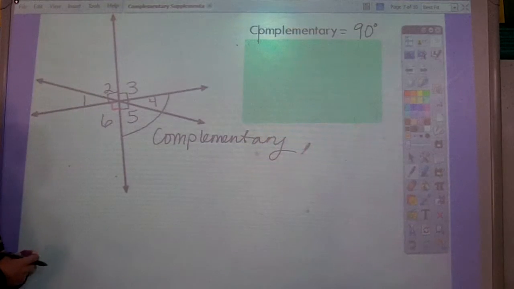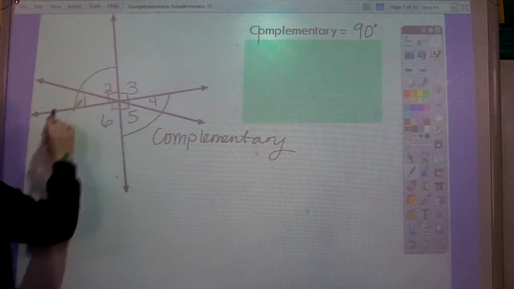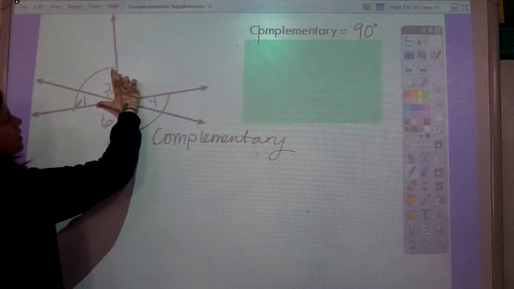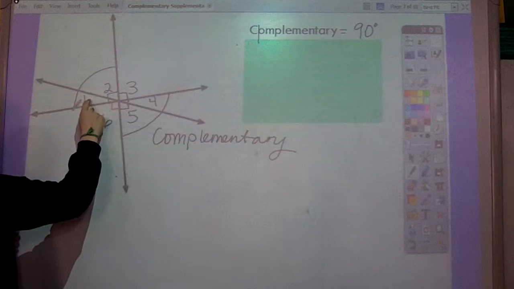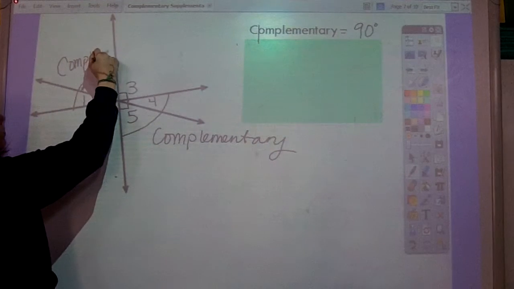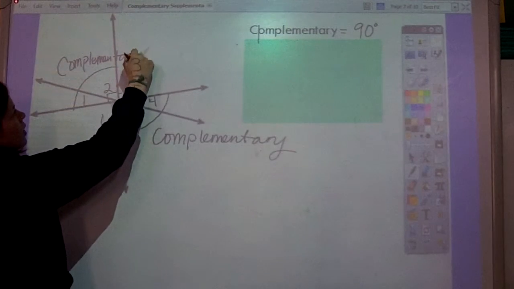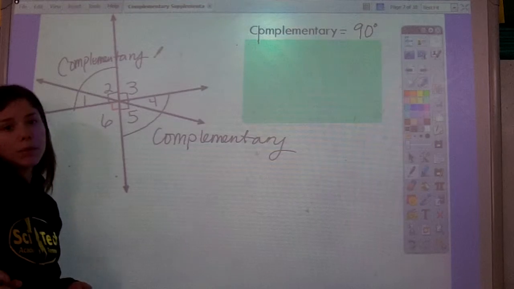See if you can see another one in there. What other 90-degree angle is being split by a line? I hope you saw that that's number 1 and number 2. There's a nice 90-degree angle here, and this line is splitting it to make angles 1 and 2. So these are also complementary. Anytime you can put angles together and they'll add up to 90 degrees, they're complementary.